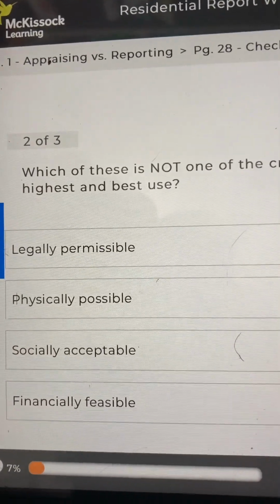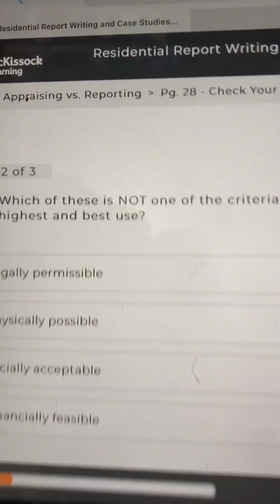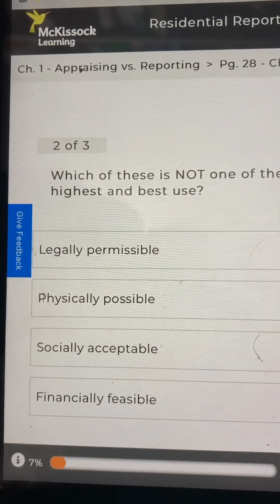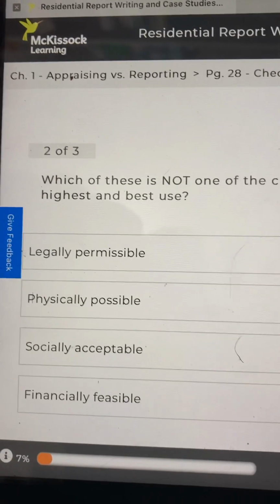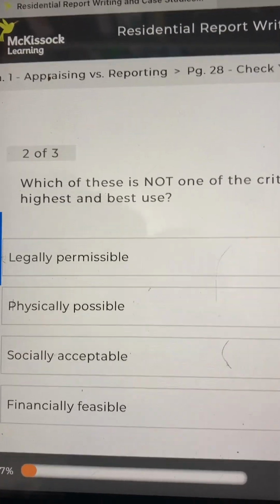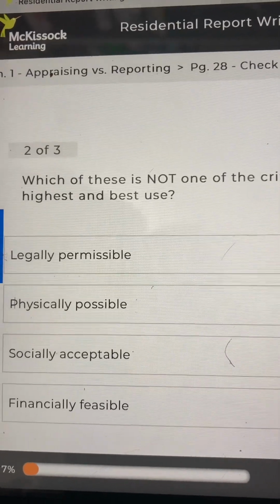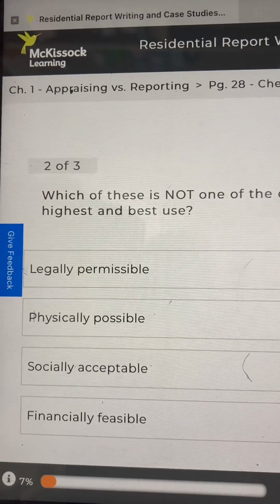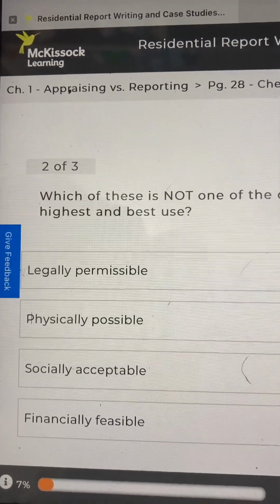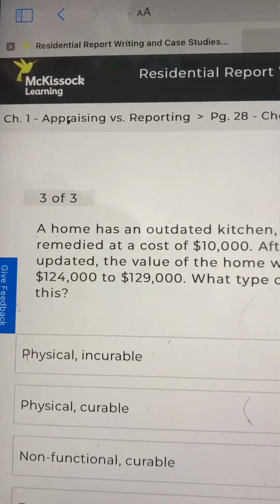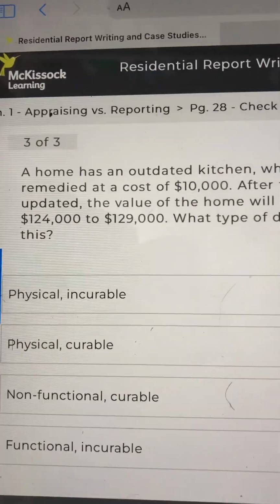Number 2. Which of these is not one of the criteria for highest and best use? A. Legally permissible. B. Physically possible. C. Socially acceptable. Or D. Financially feasible. I'm going to go C. Socially acceptable. And lastly, number 3.